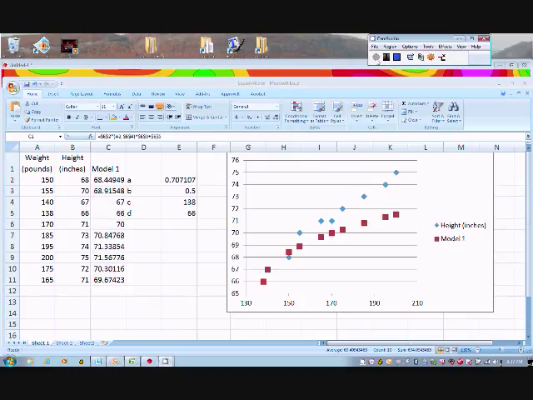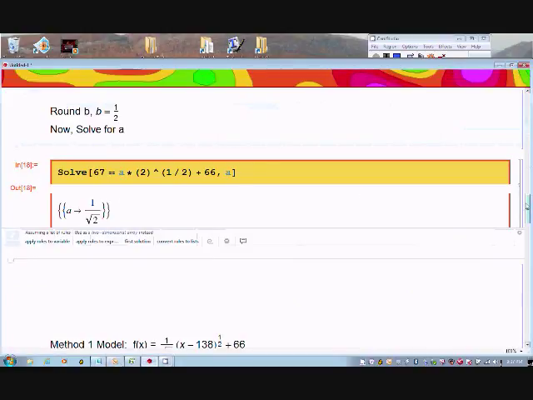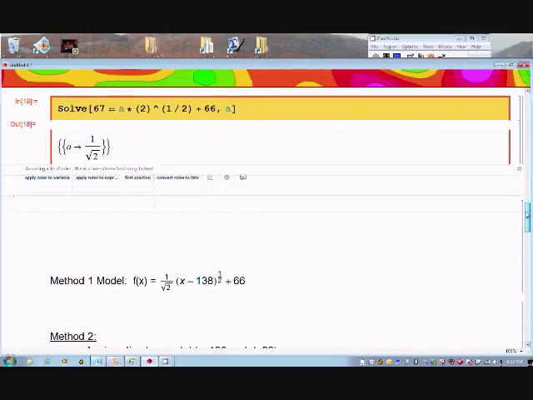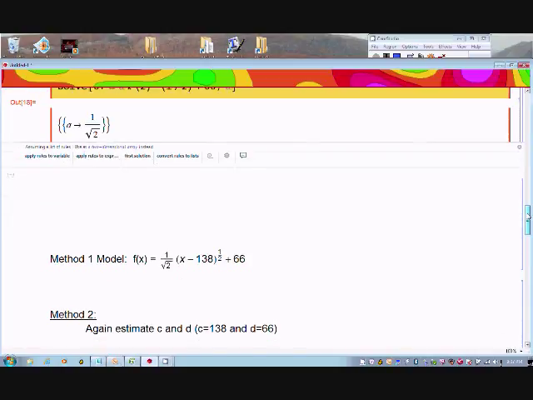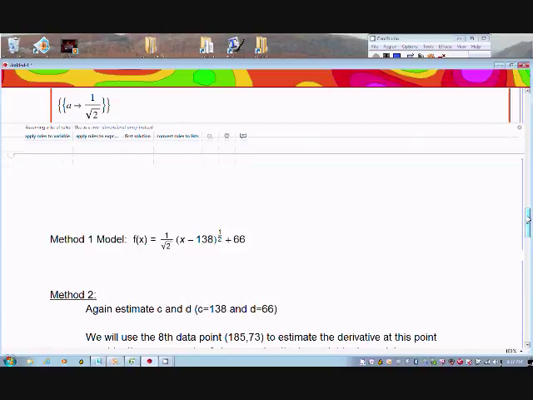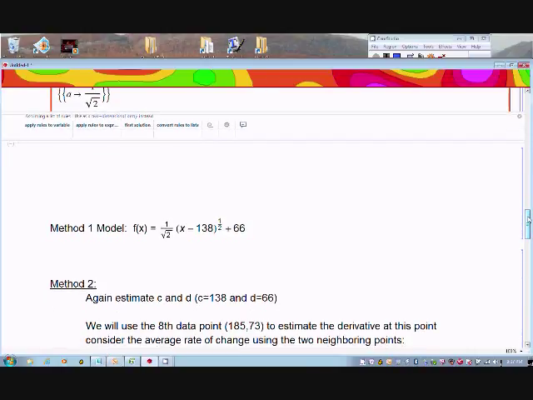There are 2 more methods to look at for estimating the parameters for power functions. So now we'll go on to method 2. So method 2, again, we're going to estimate the C and D, and we'll keep the same C and D that we used before, 138 and 66. And now we're going to use the 8th data point to estimate the derivative at this point. So we're going to consider the average rate of change using the two neighboring points.